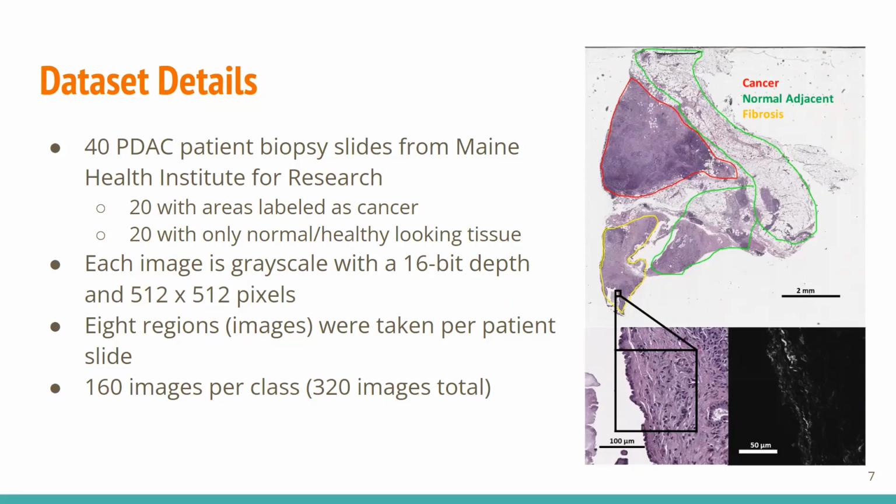You can see on the right here we have an H&E stain slide, where the cancer is outlined in red by the pathologist, the normal adjacent is outlined in green, and the fibrosis is in yellow. Then we can see zoomed-in representative images towards the bottom, where you can see the cellular features in the H&E slide, and then our representative SHG collagen image there on the right, which is that darker image.